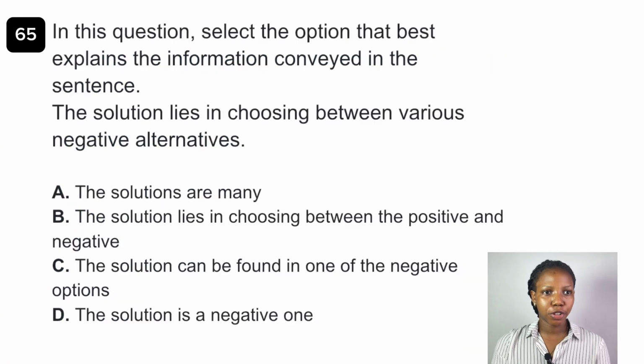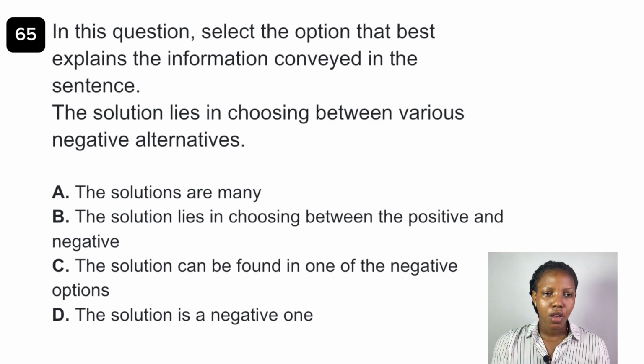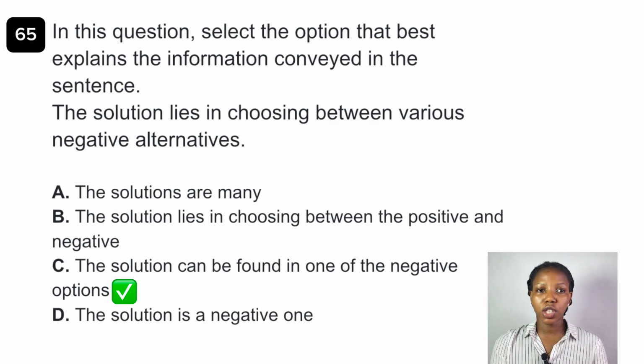Question 65. In this question, select the option that best explains the information conveyed in the sentence. The solution lies in choosing between various negative alternatives. So the answer to this question is option C. What the sentence means is that there are several negative options, one of which is the solution. So option C is the final answer. The solution can be found in one of the negative options. Option C is the final answer to this question.